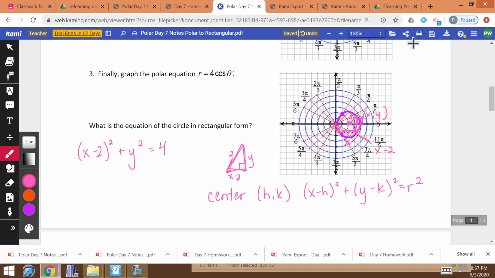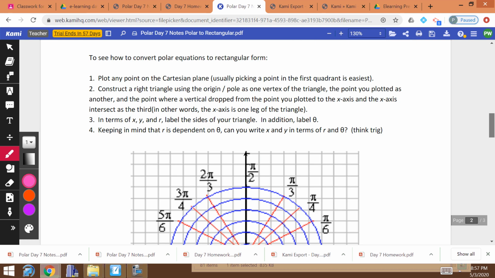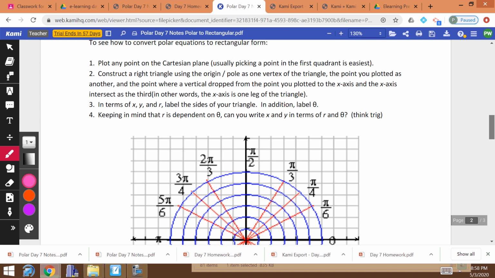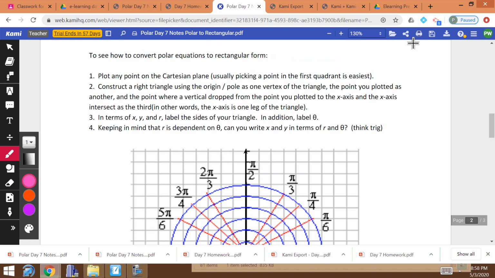But that's one way of at least presenting how we could do circles, but we know not all of our polar graphs are circles. So we also have to think about what it would look like otherwise. To do this, what we're going to do is generalize how to plot any point, or how to convert any equation into rectangular form.